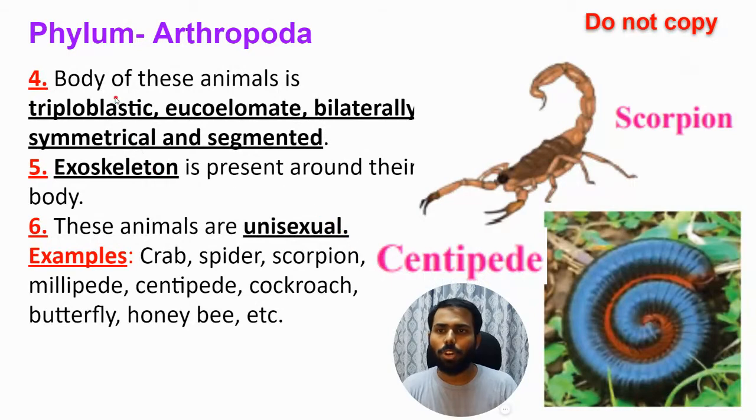Next, body of these animals is triploblastic, यानी तीनों layers present हैं. Eucoelomate यानी बीच बीच में there will be some body cavity. Bilaterally symmetrical यानी बीच में से कट कर लोगे, so left and right side are going to look exactly same. Segmented यानी you will find small parts of the body.